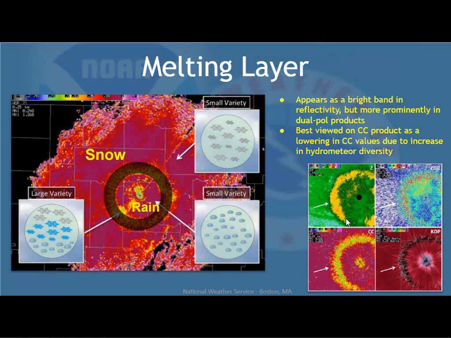That's roughly speaking your melting layer, and sometimes it's very accurate. Based on the reports that we receive, people located underneath the bright banding are observing mixed precipitation. So it's a very, very skillful product.